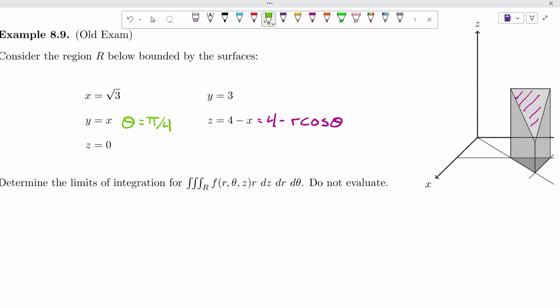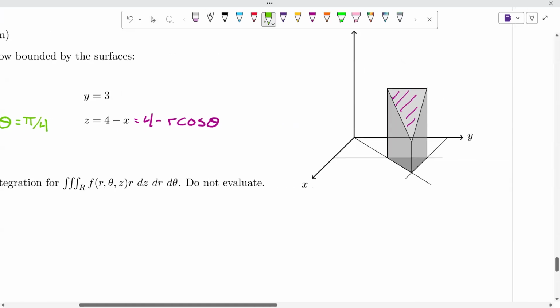If y and x are equal to each other, I'm just looking for the point on the unit circle where y and x are equal to each other. That happens at pi over 4. They're both root 2 over 2. So that must mean we're looking at this line right here.